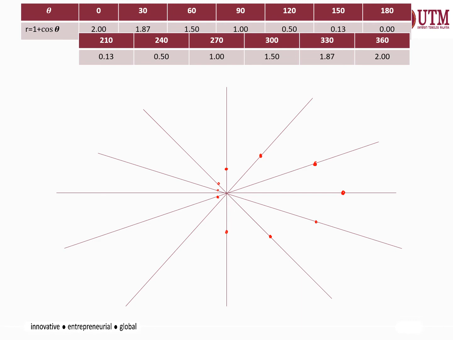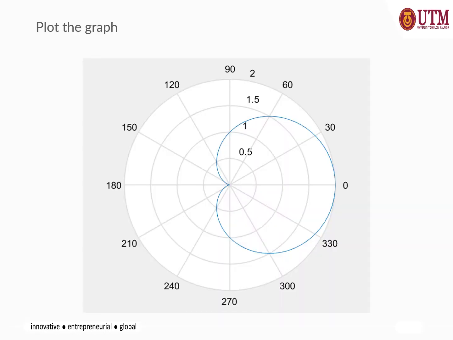If we try to plot this, you will get something like a heart shape, which is a cardioid. You can make this properly. If we use software, the shape should be like this, which is also the same as in the previous slide.